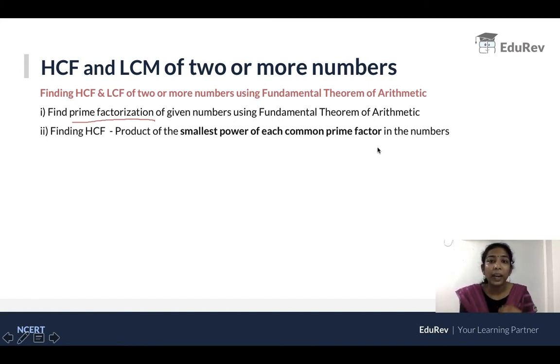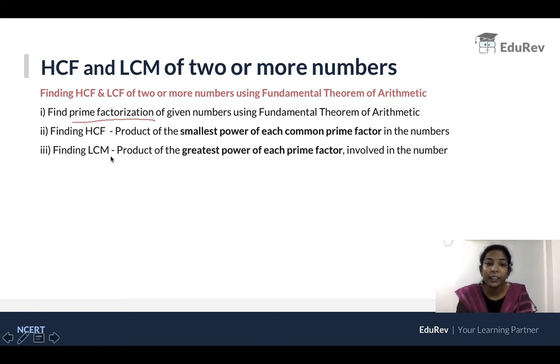So if you write number 1 in its prime factorization and number 2 in its prime factorization, first of all you'll check which primes are common, and after taking them, you look at which prime number has the smallest power, and that smallest power prime is taken and all those terms are multiplied. That will give me HCF.